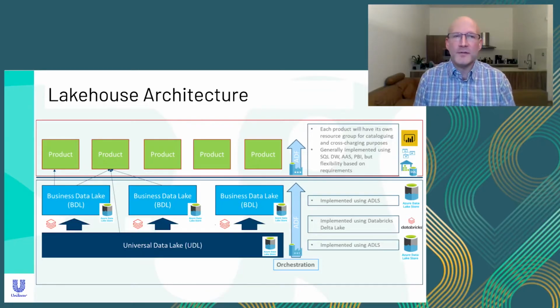Unilever's Lakehouse strategy has three layers in the architecture. We call them the universal data lake, the business data lake, and the product data store. The universal data lake really is just a copy of the raw data in the same format as the source system. It's in full, with no filtering or any transformations.